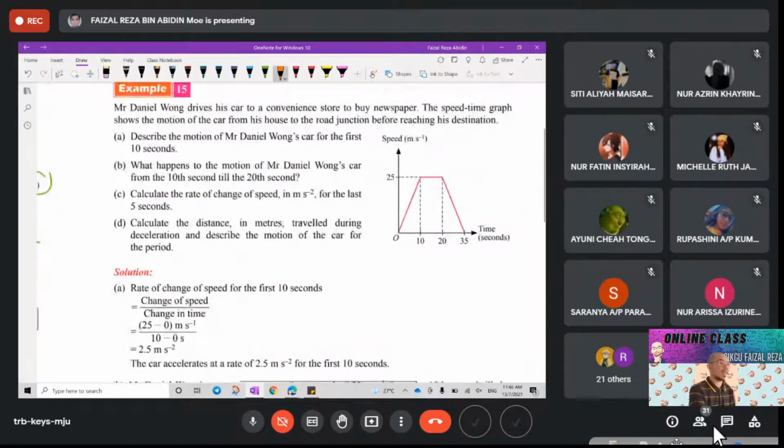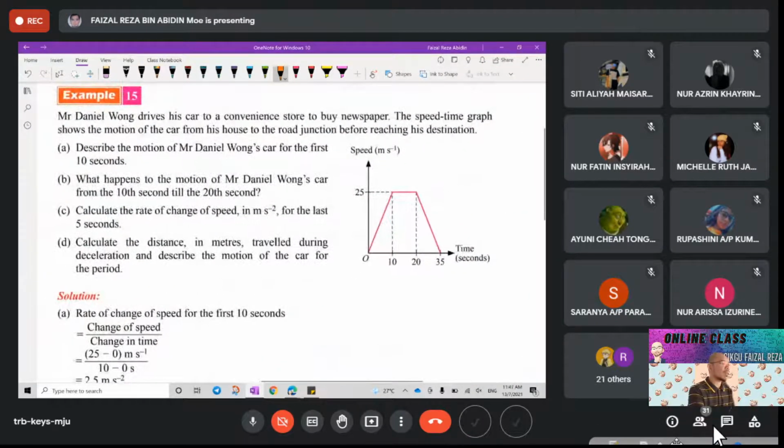Okay, next for example 15 over here. Mr. Daniel Wong drives his car to convenience store to buy newspaper. The speed time graph shows the motion of the car from his house to the road junction before reaching his destination. Describe the motion of Mr. Daniel Wong's car for the first 10 seconds. For the first 10 seconds over here, you are looking at 0 to 10. You can say about rate of change of speed over here. This one is going to be accelerate, isn't it?